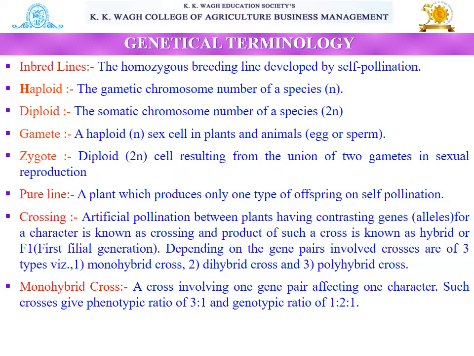Then monohybrid cross. A cross involving one gene pair affecting one character is known as monohybrid cross, and such crosses give a phenotypic ratio of 3 is to 1, and the genotypic ratio obtained from monohybrid cross is 1 is to 2 is to 1.